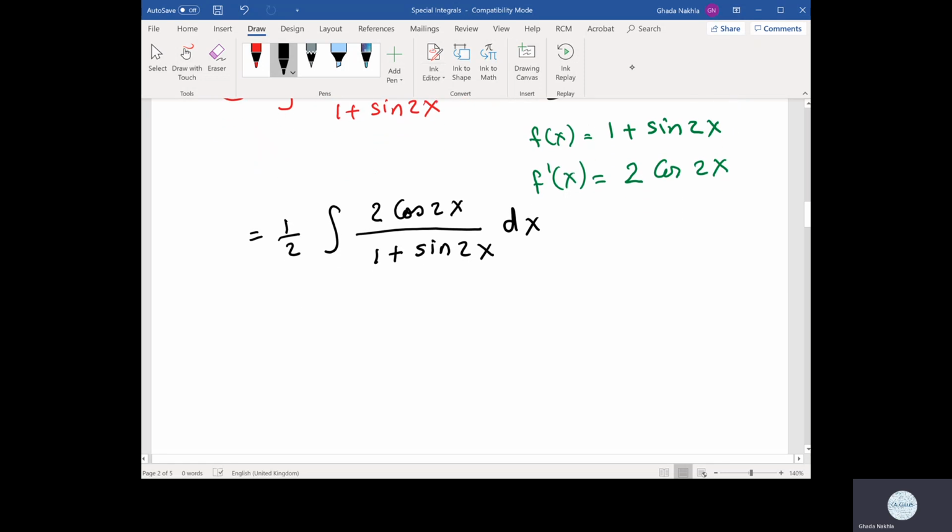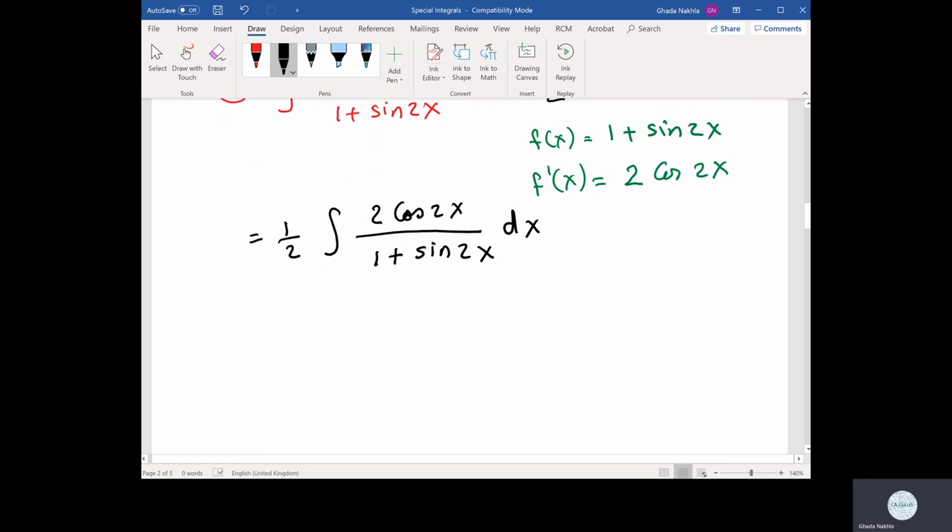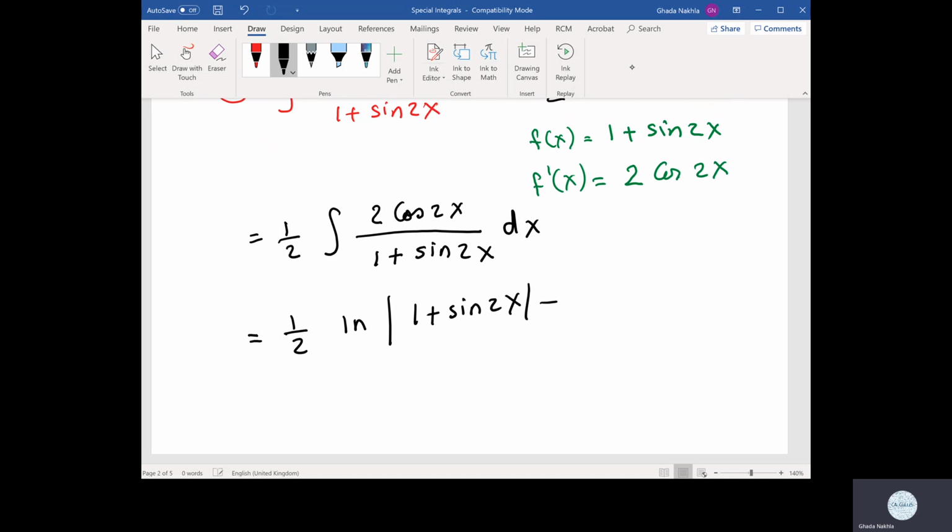Is now the numerator the derivative of the denominator? And the answer is yes, it is. So it's ln of whatever is at the denominator, f of x, whatever f of x is, plus c. So leave the half alone and then integrate: ln mod 1 plus sine 2x, plus c.